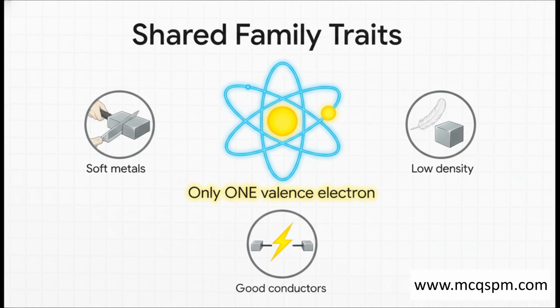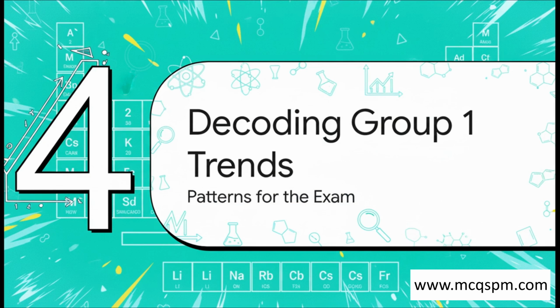Well, for starters, they're all pretty soft for metals. You could cut them with a knife. They have a low density, they're shiny, and they're great conductors of heat and electricity. All good stuff. But the most important point, the one thing that defines this entire family, is that last bullet point. They all have exactly one electron in their outer shell. Just one. That single detail, my friends, is their chemical DNA. It's everything.